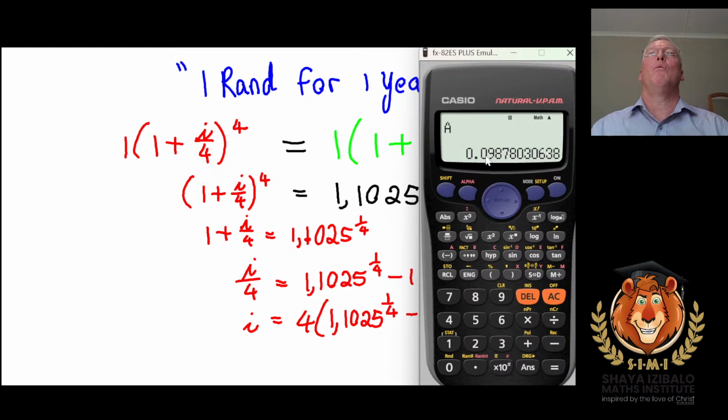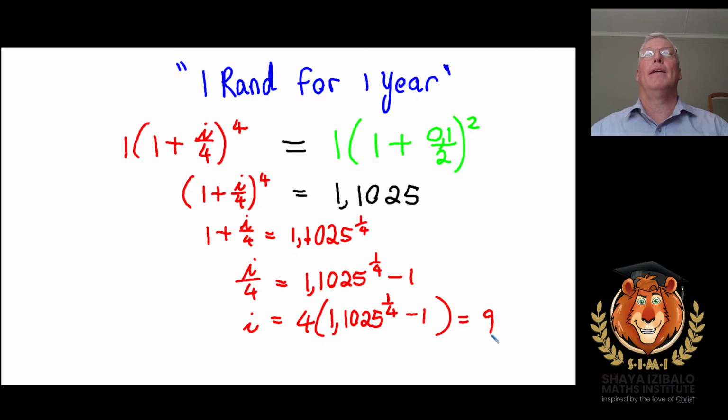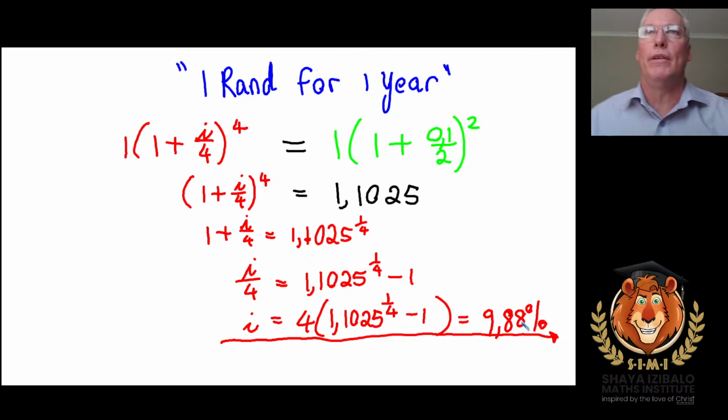All right, what it is, it's 9.878. So it's actually 9.88%, right? Because the question asks us for 2 decimal places. Okay, notice that because I'm compounding more often, I actually need a slightly lower interest rate.